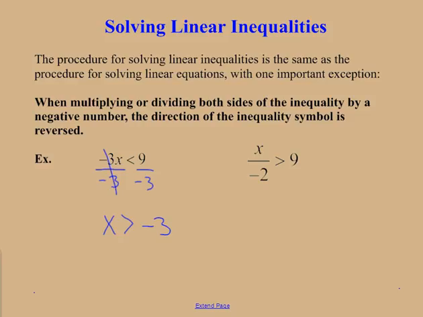Let's look at our second example. x over -2 is greater than 9. To solve this inequality, we would multiply both sides of the inequality by -2. So on the left side, our -2's cancel out, and we're left with x. On the right side, 9 times -2 is -18. But since we multiplied both sides of the inequality by a negative number, we need to flip the inequality symbol. So the solution set is x is less than negative 18.